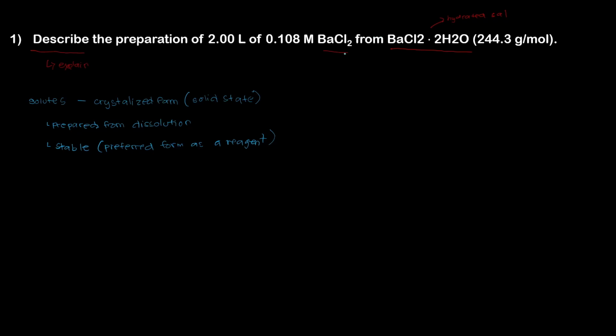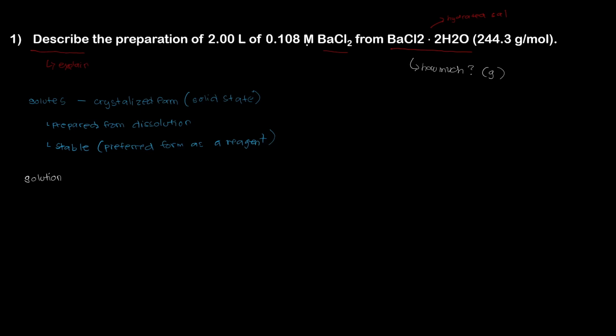For this problem, let's start with the concentration flow. We want to know how much of BaCl2·2H2O was used to prepare 0.108 molar BaCl2. Okay, so we want to find how much of this. How much? So this would be in grams using its molar mass. So through dimensional analysis, we can determine the mass of BaCl2·2H2O.